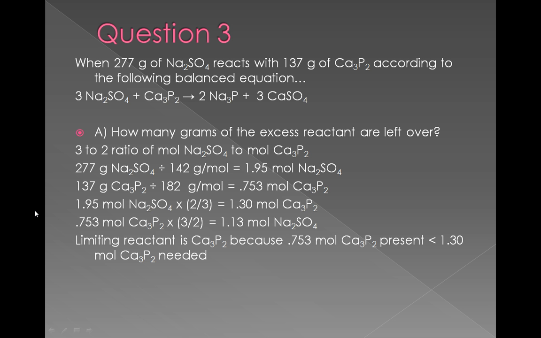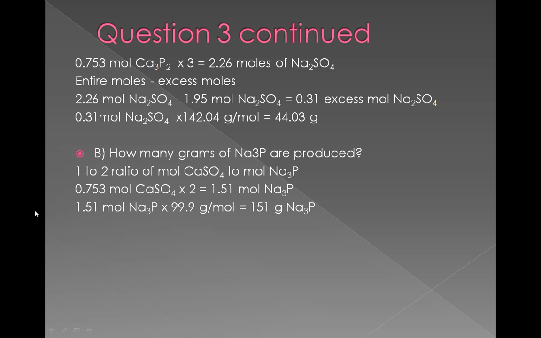You're going to do the same thing with the 0.753 moles of Ca3P2, except this time you're multiplying it by 3/2. This gives you 1.13 moles of Na2SO4. After doing these calculations, you find out that your limiting reactant is Ca3P2, because the 0.753 moles of Ca3P2 present is less than the 1.30 moles of Ca3P2 needed for the reaction to occur. Then, using the 0.753 moles of Ca3P2 found earlier, you multiply it by 3, giving you the 2.26 moles of Na2SO4.